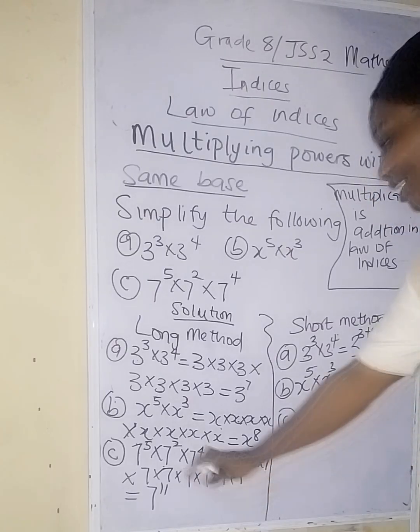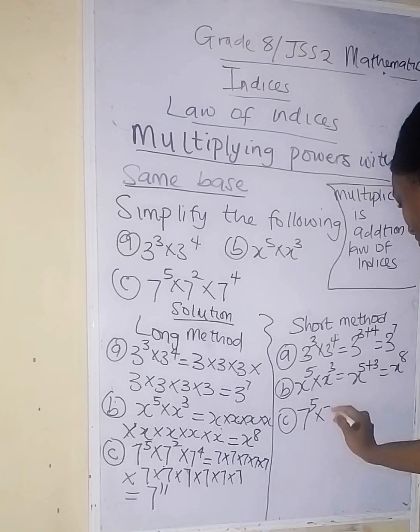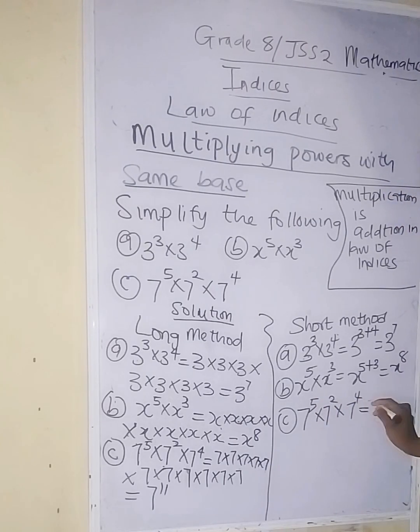So now we have 7 raised to the power 5 times 7 raised to the power 2 and 7 raised to the power 4. Alright, so same base, so let's add the powers. 5 plus 2 plus 4. So that will give us, when you add up everything, 7 raised to the power 11. As simple as A, B, C.